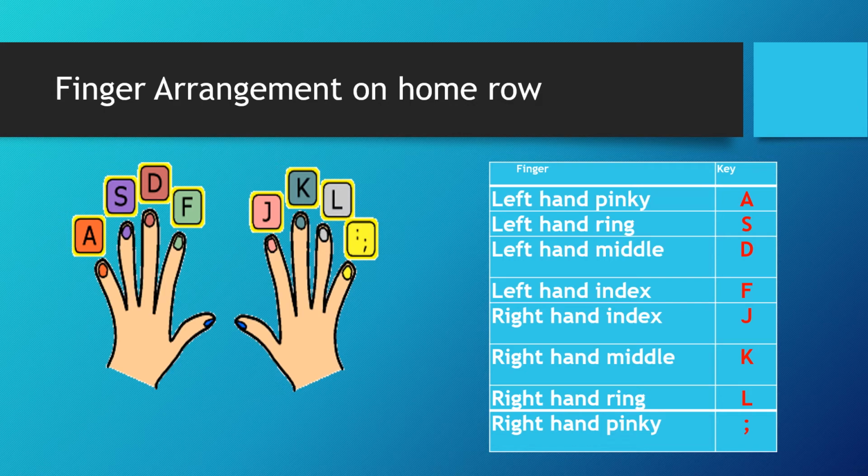And generally in between F and J, two particular keys are left, G and H. G will be pressed with the F key finger by moving to the next key, and H will be pressed with the help of the J button finger by moving to the left side.